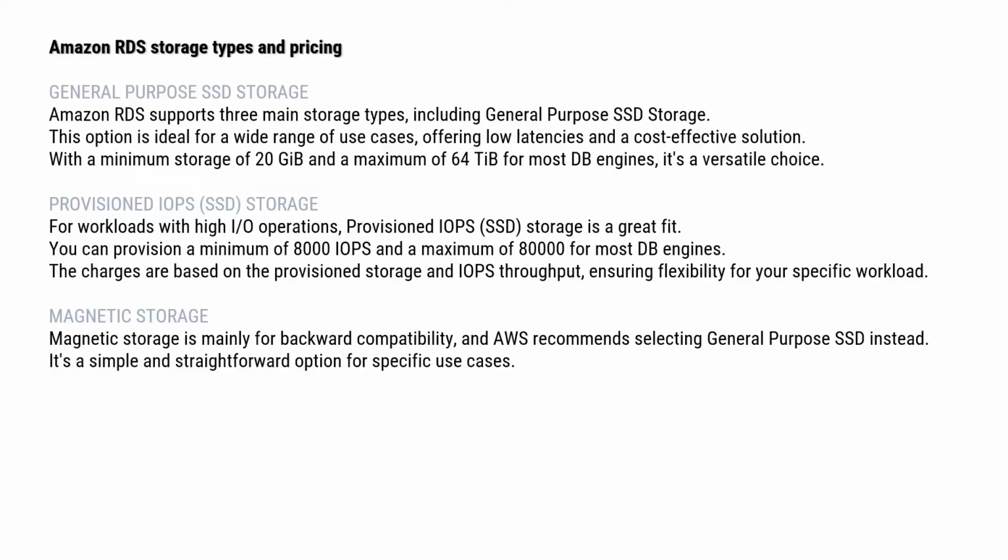Magnetic storage is mainly for backward compatibility, and AWS recommends selecting general purpose SSD instead. It's a simple and straightforward option for specific use cases. So understanding the different RDS storage types and pricing can help you make informed decisions for your database needs. Whether it's general purpose SSD, provisioned IOPS, or magnetic storage, Amazon RDS offers a versatile solution tailored to your requirements.